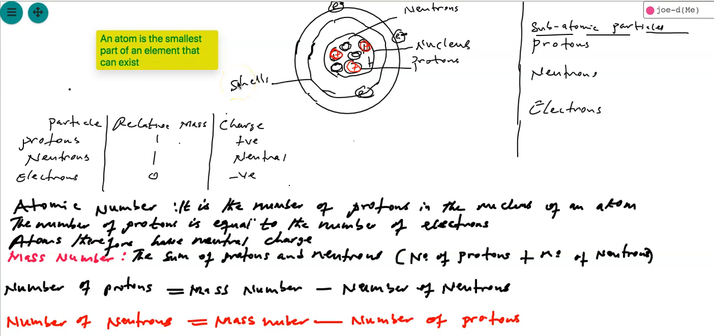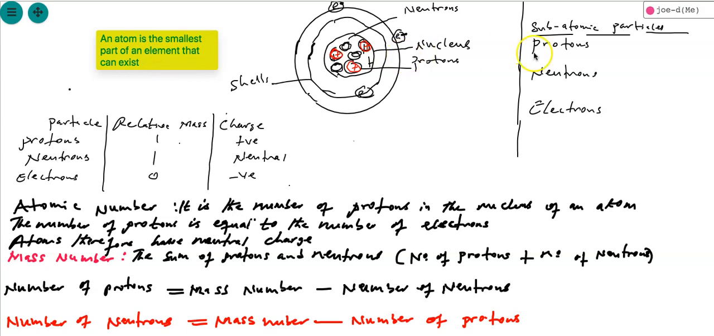Hello, this video looks at the structure of the atom in brief. Now, let's begin with the basic definition of what an atom is. An atom is the smallest part of an element that can exist. And we are supposed to know the various subatomic particles of an atom.